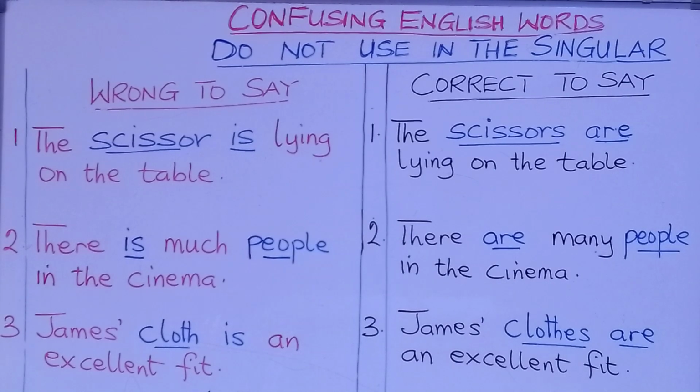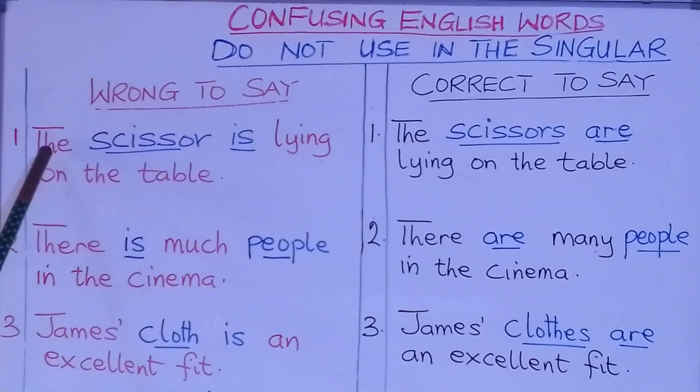People. We don't use people in the singular form, except when you use people to refer to a nation. In other words, the plural form will be peoples. Clothes. We don't use that in the singular form. We only use that in the plural form. But this is cloth. You can use cloth in the plural form, cloths. There is no E here.